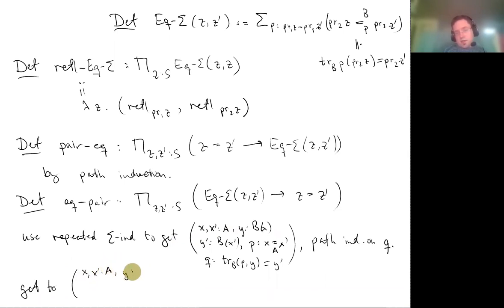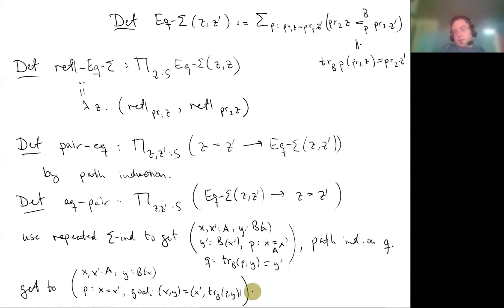So now we still have the X and the X prime, and we still have the y in b of x. We no longer have the y prime, because y prime is going to be judgmentally equal to this transport. We still have the p in type x equal to x prime. And we have the goal to show xy is equal to x prime and then transport in b p y.